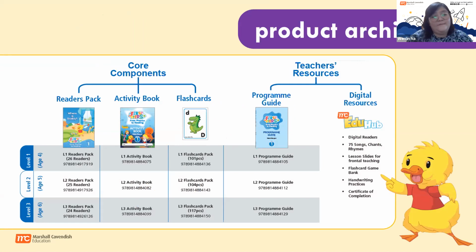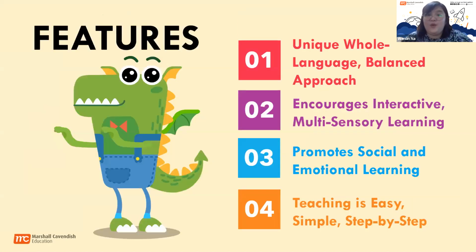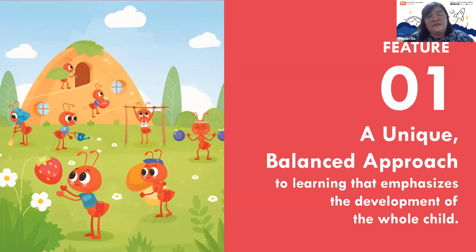So with that in mind, this is the product architecture that we have. We have it over 3 different levels. And we'll be looking at the 4 key features of First Steps as well. So now let me bring you through one by one. So firstly, our First Steps program actually adopts this unique balanced approach that emphasizes the development of the whole child. What do we mean by that?